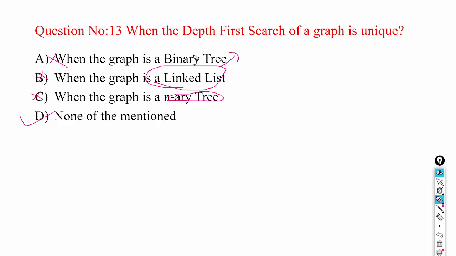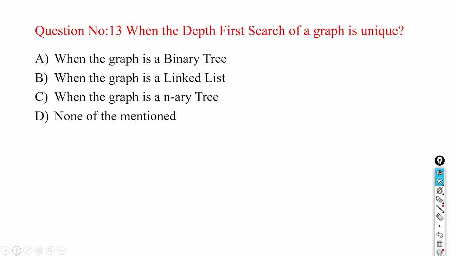So the correct answer is when the depth first search of a graph is unique: no. When it is a binary tree, no. When it is a linked list, no. When it is an array, no. There are no unique keys for the DFS. You need to remember there is no uniqueness in a DFS. If you change the neighborhood, the DFS will also change.